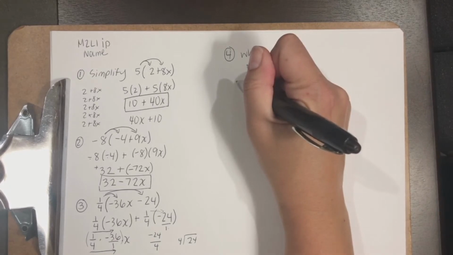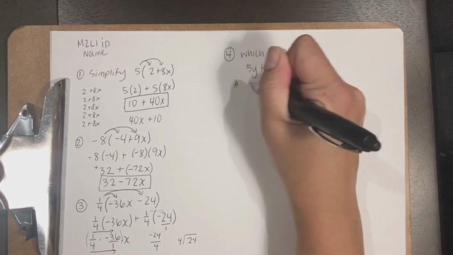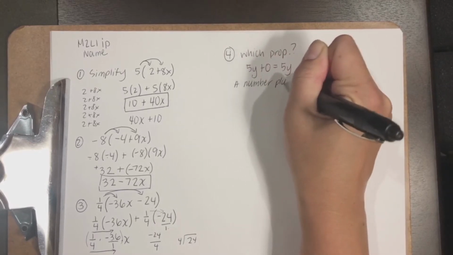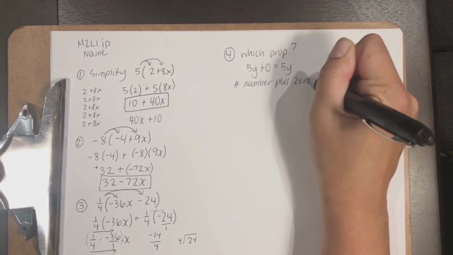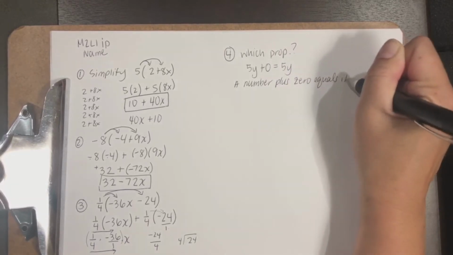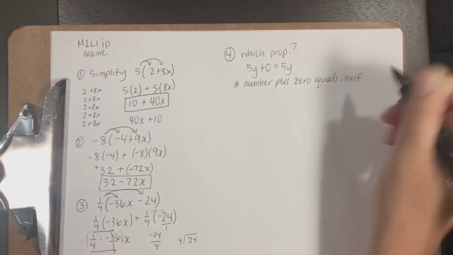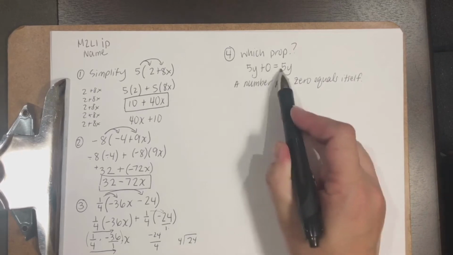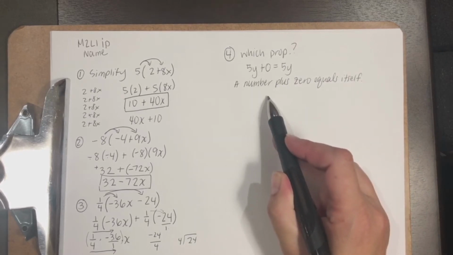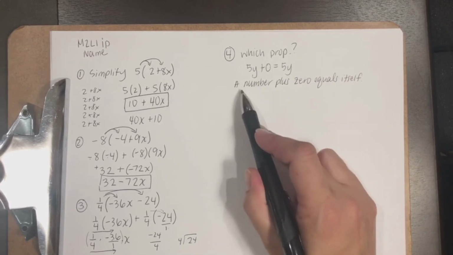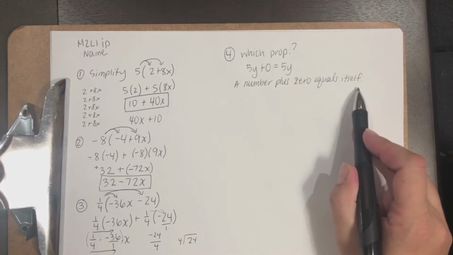So a number plus 0 equals itself. So we're writing this out to show that we know what's going on here before we put the answer. Because if we just put the answer, we're not explaining or proving mathematical reasoning. So that's why we are writing this out.